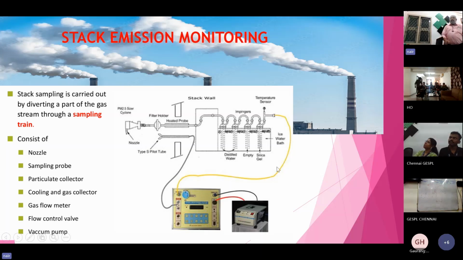So this stack emission is measured by a stack sampling kit. It is carried out by diverting a part of the gas stream to the sampling train. The sampling for stack monitoring is not very easy. It is very complicated, and the stack monitoring kits have so many things: nozzle, sampling, particulate characteristics, and so on. Now I'm not going into the details of it.